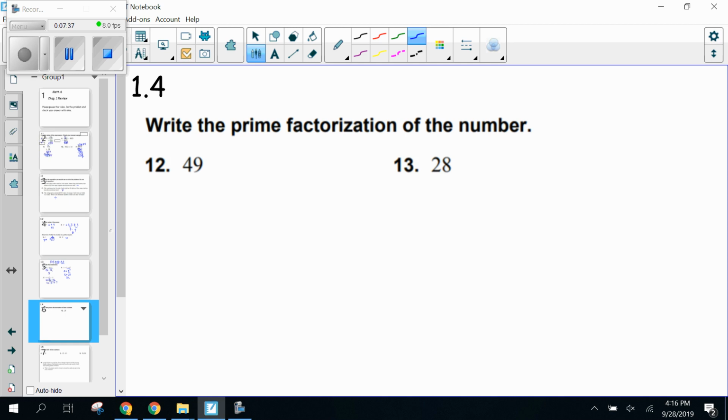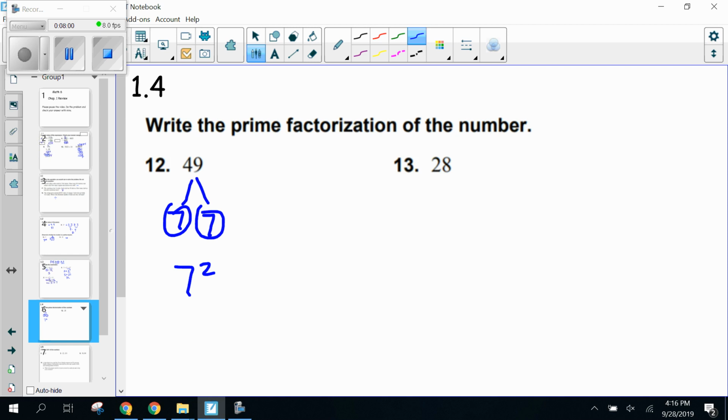Okay, we're writing the prime factorization. So our work is to do a factor tree. So we break down 49 into a factor pair. 7 and 7 is it. They're both prime numbers. So when we write the prime factorization, we write that as 7 squared. That's our final answer.